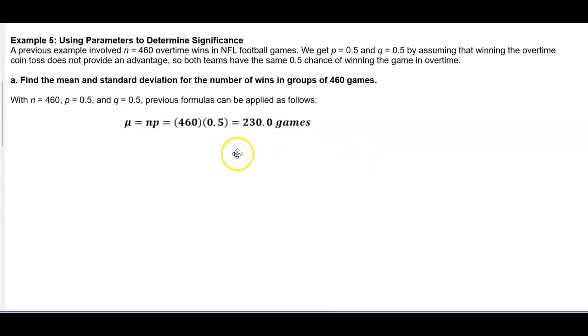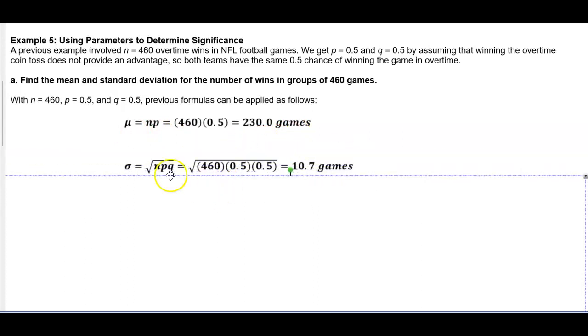That's for the mean. Now, for the standard deviation, it's going to equal the square root of n times p times q. That is the square root of 460 times 0.5 times 0.5, which gives us 10.7 games.